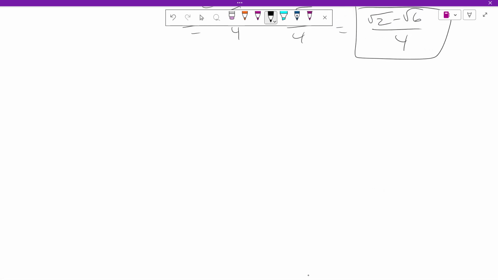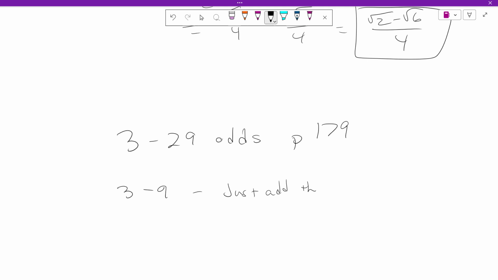So here's what we got. We're going to have numbers 3 through 29, the odds. But before you just get started on page number 179, let me tell you that on 3 through 9, you just add. And that's it. Just add the fractions, write down the answers. You don't have to do any more.